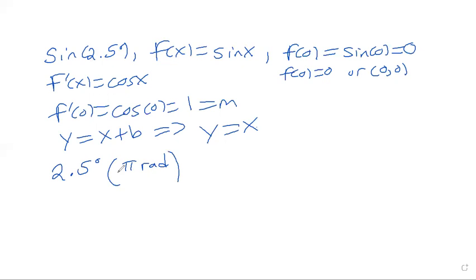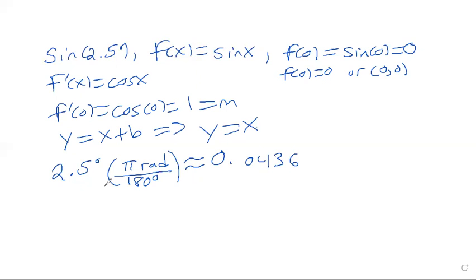So we do this. To get a rough idea what it is, you plug into a calculator 2.5 times pi divided by 180. It comes out to 0.04. To 4 decimal places, it's 0.0436. If I plug this in for x, that's what sine of 2.5 degrees is going to be.